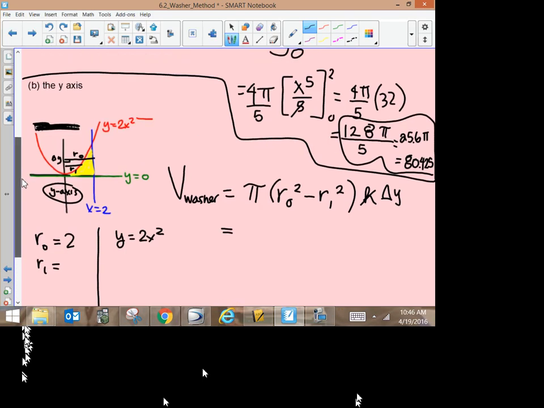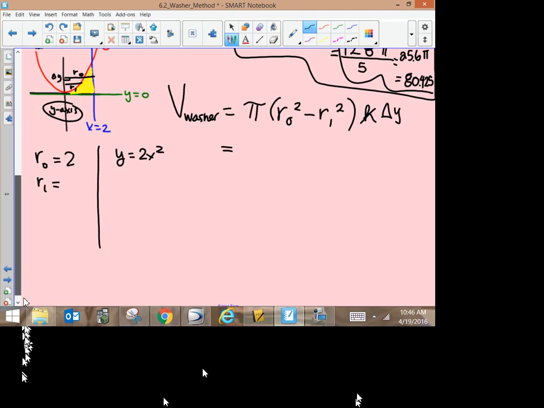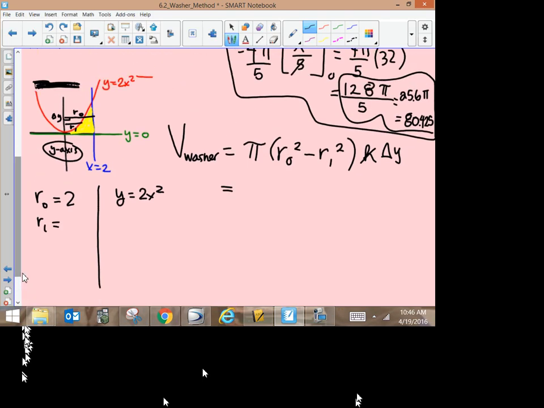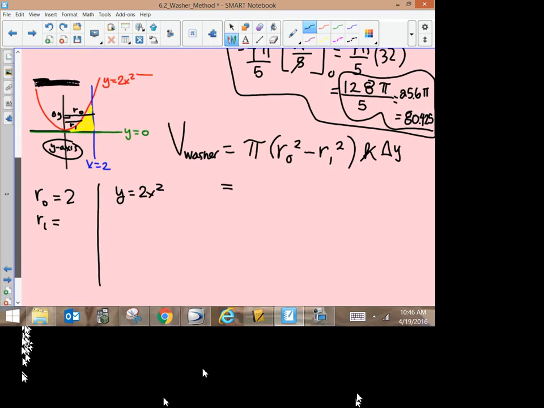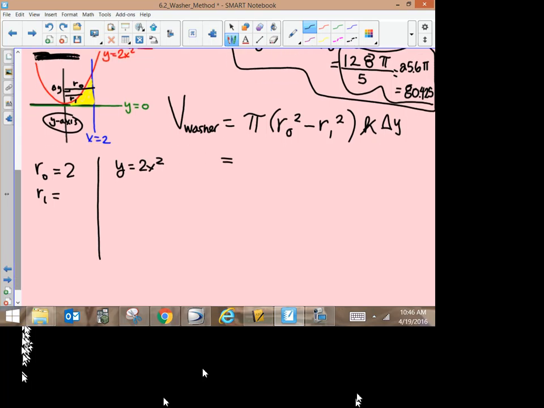Well, we've got to get this R in. If you do it, you're going to say the red minus 0, but the red is in terms of x. We don't want it in terms of x, we want it in terms of y. So, what do we have to do to get it in terms of y instead of in terms of x?